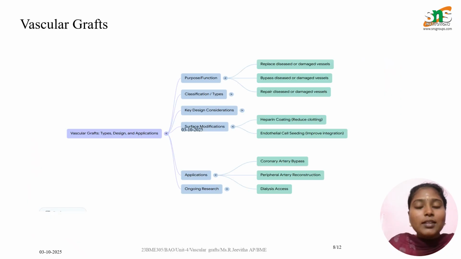This is the summary of today's section. First, the vascular graft: its purpose and function is to replace, bypass, and repair diseased vessels. It serves to enhance biocompatibility and hemocompatibility. We use heparin coatings and endothelial cell seeding, and it has applications in coronary artery bypass, peripheral artery reconstruction, and dialysis access.